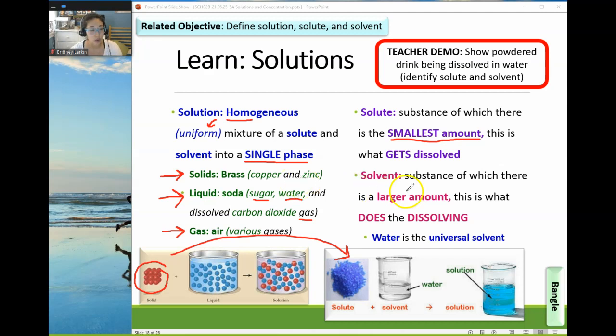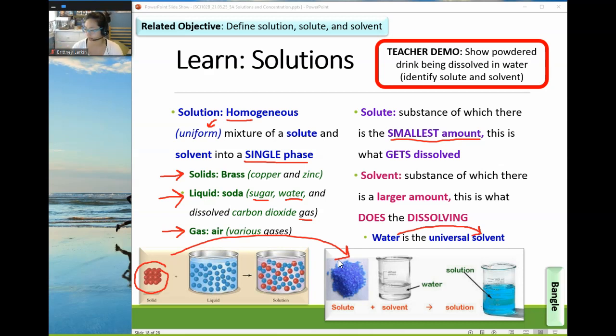Now generally though, when we're talking about liquid solutions, then we're talking about something dissolving into water, and water is usually your solvent, right? Water is what we call the universal solvent because it is the best at dissolving everything on our earth. It does not actually dissolve everything, but it does dissolve the most things, hence universal, okay? So again, solvent is what we have a larger amount of. This is what is doing the dissolving.